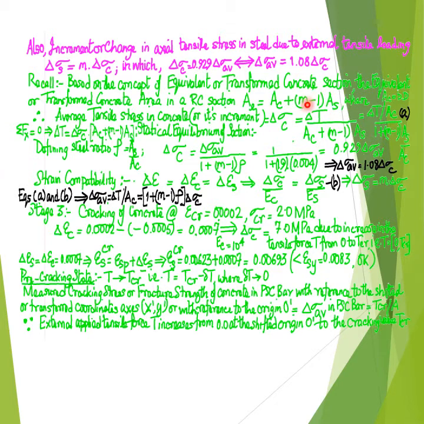where the subtraction minus 1 is to account for the fact that the area of the steel has been considered twice, that is, in the gross cross-sectional area or the nominal concrete area, as well as the second term.